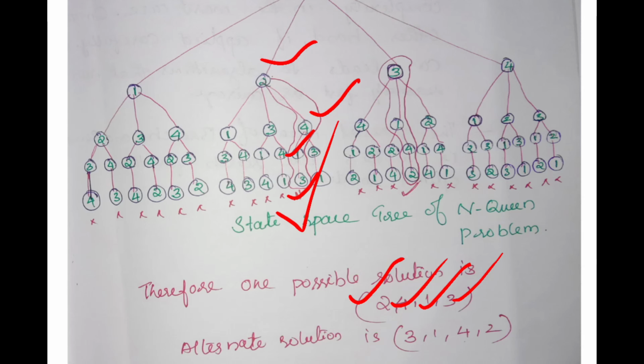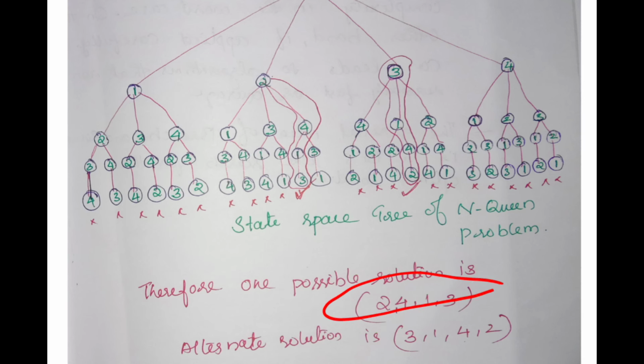You can tick that. Then what is the alternative solution of the N-Queens problem? The mirror image of the solution, that means the mirror image 3, 1, 4, 2, the reverse of the original position. So that is another solution, and it is also placed here: 3, then 1, 4, 2. So these two solutions solve the problem.